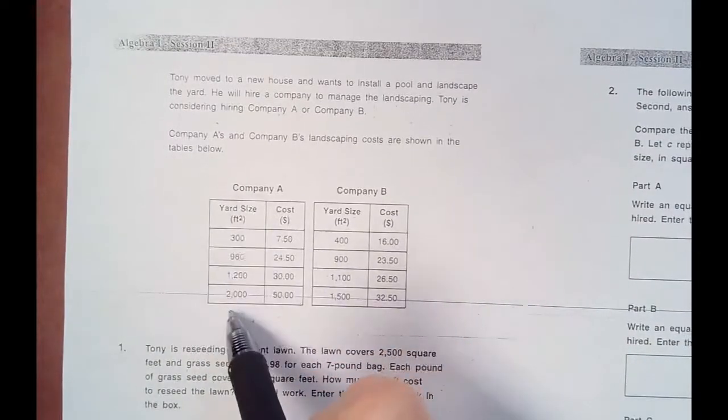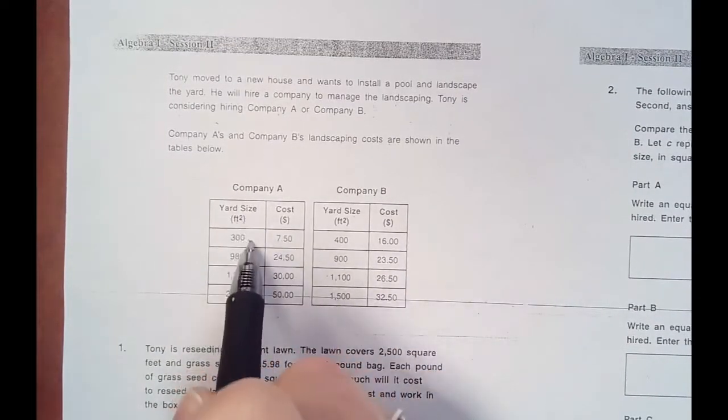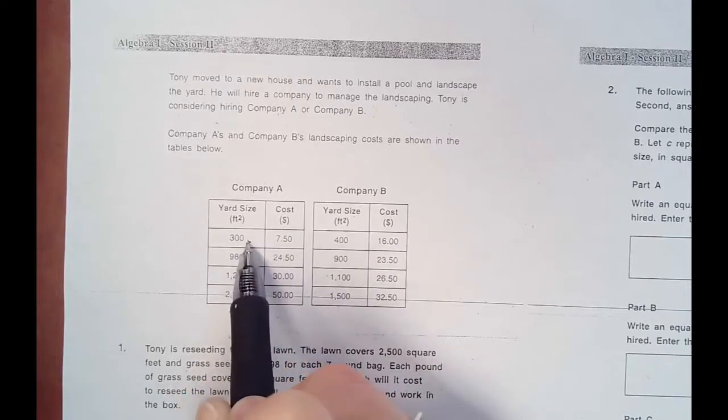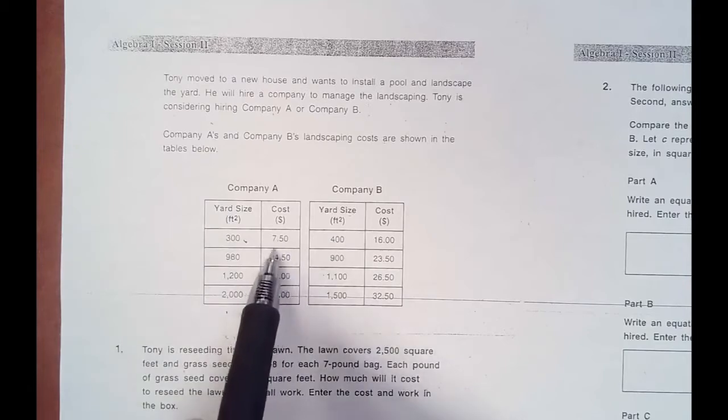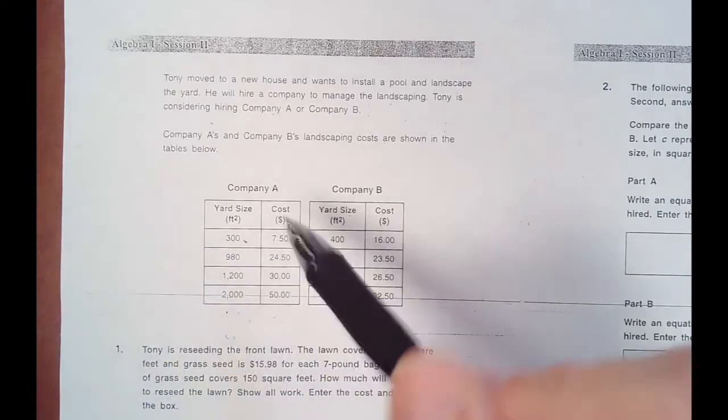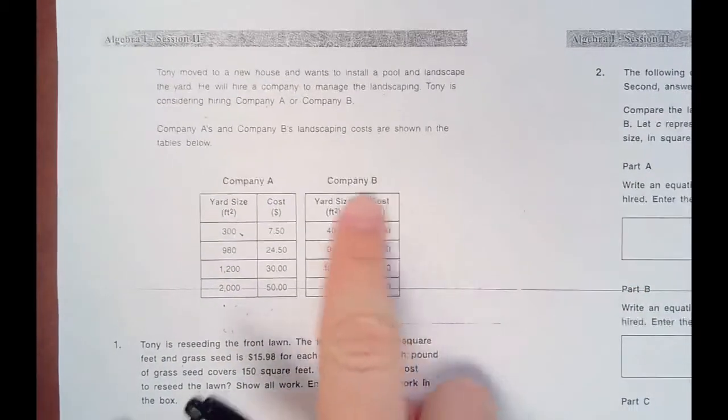So here's Company A, yard size in square feet. If it was 300 square feet, it's going to cost $7.50, and then so forth. And here's Company B.